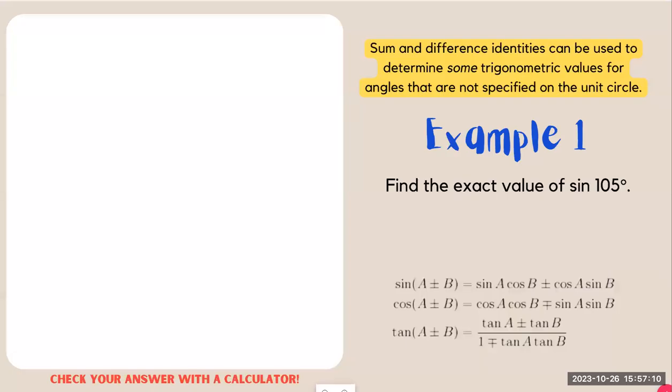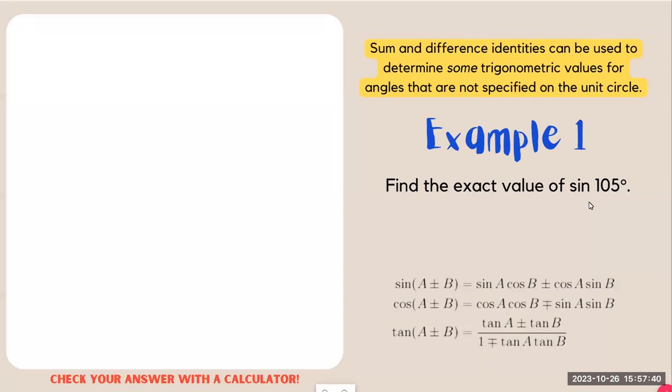Okay, so like I mentioned before, we can use sum and difference identities to find trig values for angles that aren't specified on the unit circle. So for example 1, we are going to determine the exact value for sine of 105 degrees. The way we're going to do this is we're going to look for two angles on the unit circle that will combine to make 105 degrees.